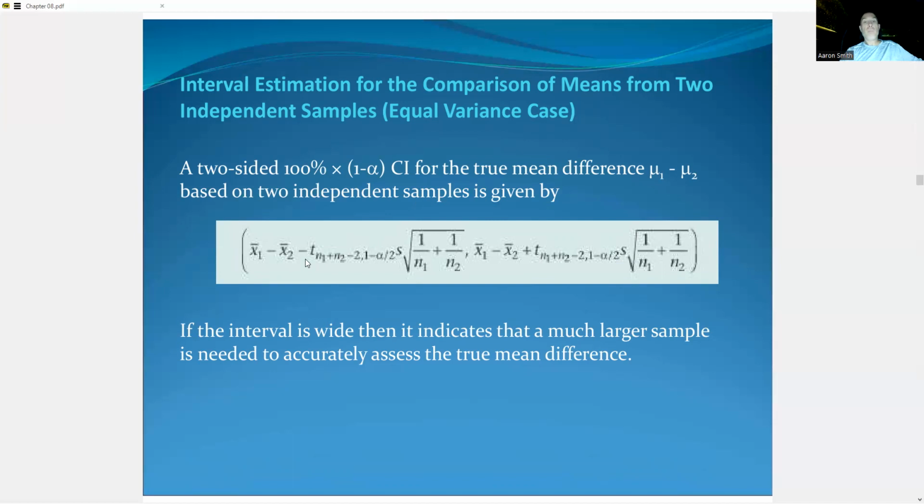Okay. If the interval is wide, that indicates that the difference is probably equal to 0. If the interval contains 0, then we fail to reject the null hypothesis. If the interval does not contain 0, we reject the null hypothesis in favor of the alternative.